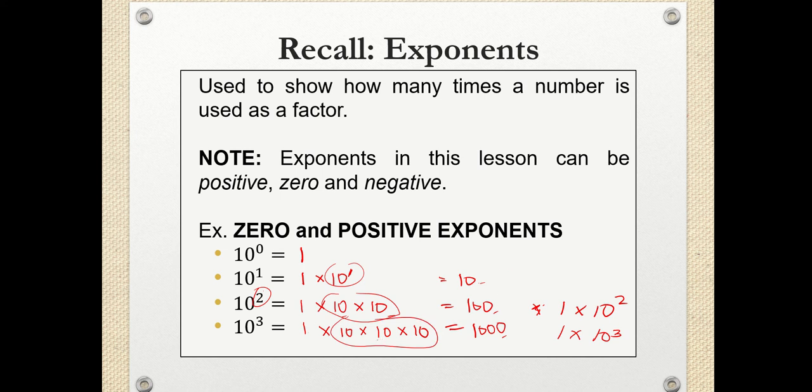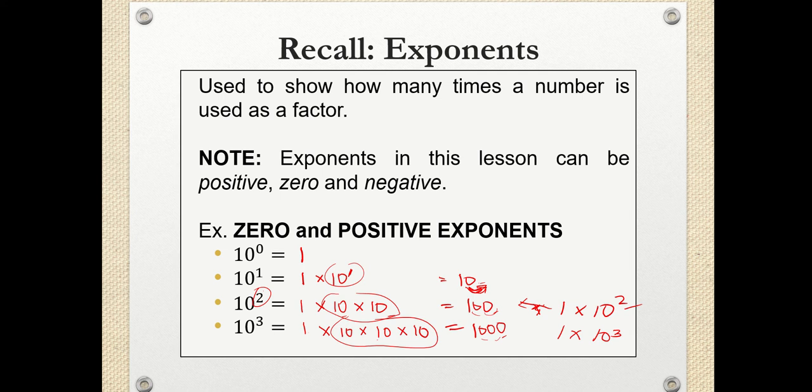Mapapansin ninyo na para makuha yung equivalent number, all we have to do is to shorten the process. Pwede tayong mag-move lang ng decimal point. Mapansin nyo, to the second power, 2 zeros. To the first power, 1 zero. To the third power, we have 3 zeros. So always remember that moving your decimal point to the right will shorten the process of multiplying by powers of 10.